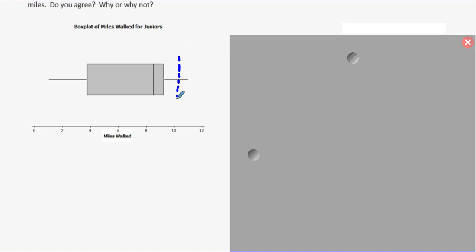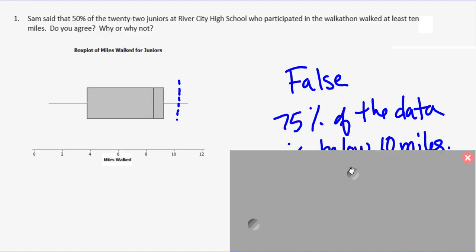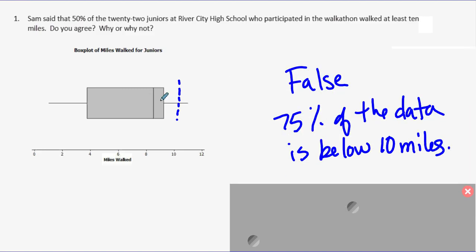So if I'm looking at where that cutoff for 10 is, 1, 2, 3 quartiles are below that. So more than 75% of the data is less than 10 miles. So Sam's statement saying that 50% of the juniors walked at least 10 miles can't be correct. So we're going to have to say it's false because 75%, 1, 2, 3 quartiles, is below the 10-mile mark.